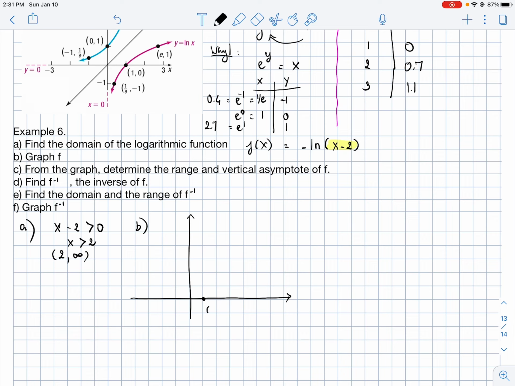So let me copy the answer first. So we have here 1, 0. We have here e, which is 2.7, comma 1. And 1 over e. 1 over e is like 3 point something. Sorry, 0.3 something. It's 0.4, comma negative 1.